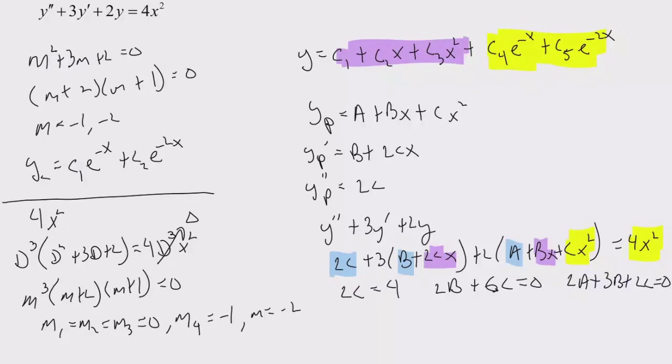All right, and then we can go in and find our A, B, and C's. So C would be 2, B would be -6, and A would be 7. So our particular solution would be 7 minus 6x plus 2x squared. And so our general solution is putting those two pieces together: the complementary solutions with the particular solutions that we just solved for.